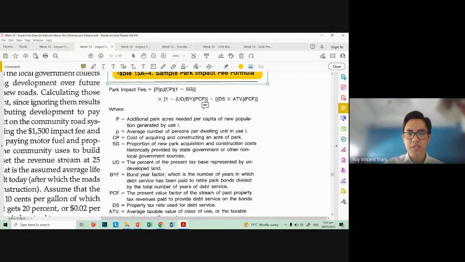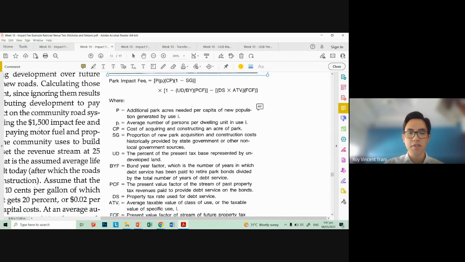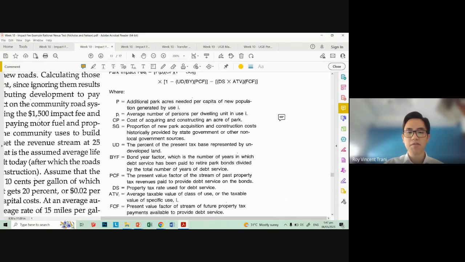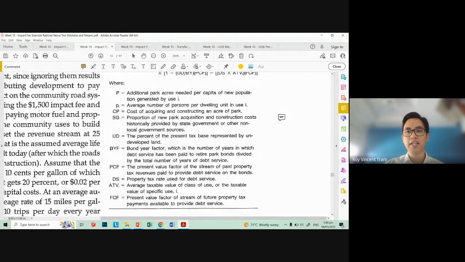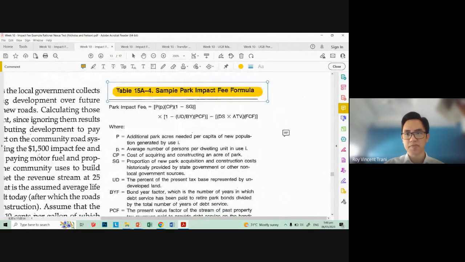Then PCF, the present value factor of the stream of past property tax revenues paid to provide debt services on the bonds. And then you subtract, finally, the combination of DS, the property tax rate used for debt service, multiplied by the ATV, the average taxable value of class of use, and then multiplied by the FCF, the present value factor of the stream of future property tax payable to provide debt service. So this one, a lot of steps, unfortunately.